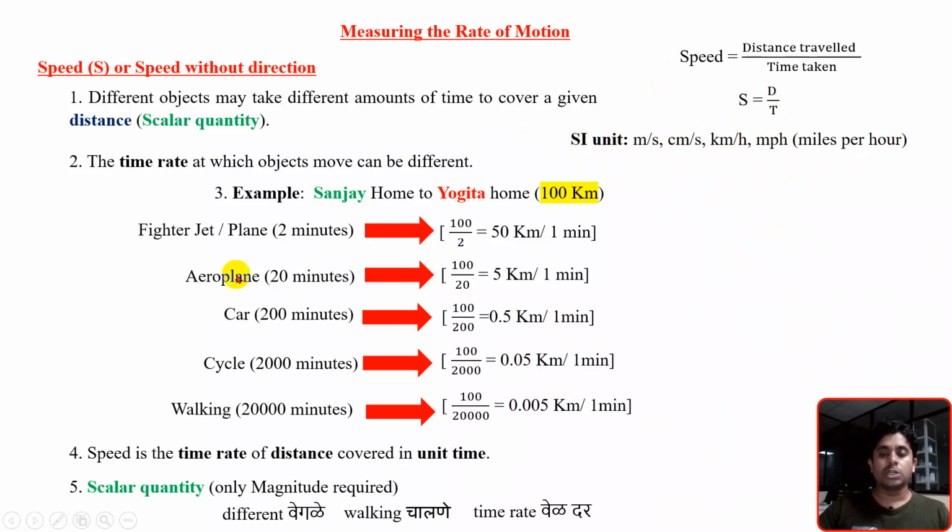So this is about speed. It is not just speed, it is speed without direction. We have not considered direction anywhere. With this speed we can measure the rate of motion. Here we have measured the rate of motion only. In coming videos we will discuss more about this speed without direction term.